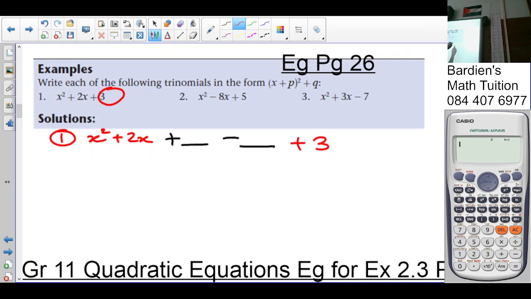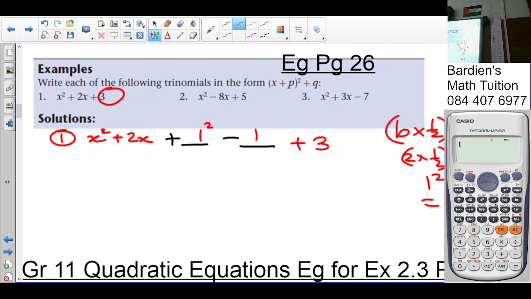Remember, yesterday we spoke about it. It's going to be b times half, and it must be squared. So what's your b value here? 2. So what's 2 times half? 1. Remember, this b is now 2. So it's 2 times half squared. And 2 times half is 1, and 1 squared is 1. So here goes 1 squared and so.